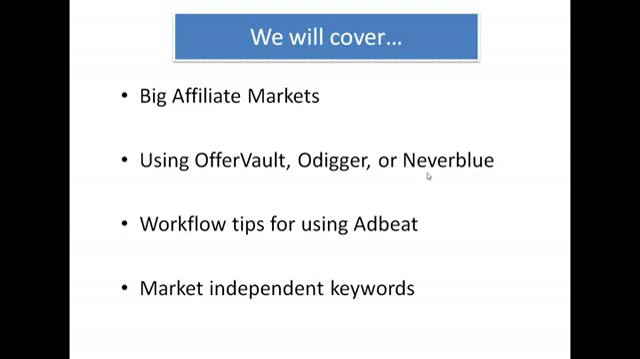All right, so what we're going to cover today are the big affiliate markets, using some of these tools to search for offers. There's OfferVault, ODigger, there's some other tools, but one or two of these is plenty. And then using an affiliate network to explore markets and look for offers as well. I have a preference for Neverblue, and I'm going to show you why, but there's others that you can use as well. And then the last few things here are workflow tips for using AdBeat.